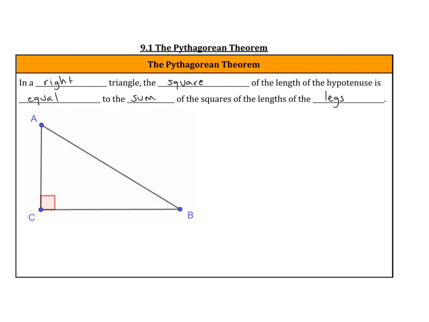Now, just a couple things to note here. First of all, this Pythagorean theorem only works for right triangles. So if you don't have a right triangle, we cannot use this theorem. Next thing that I want to point out is this word square.